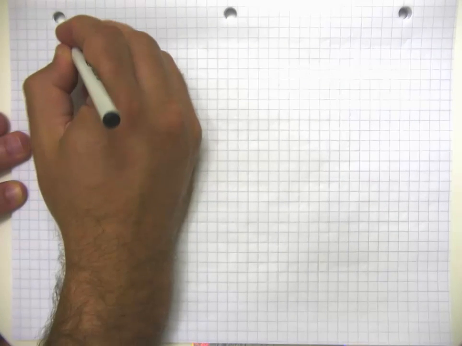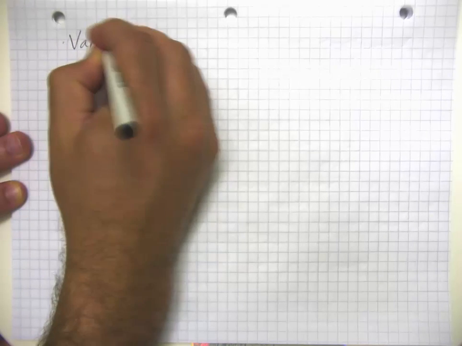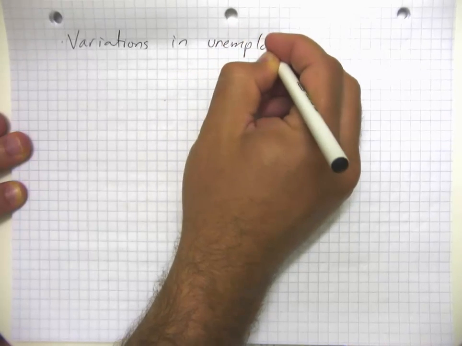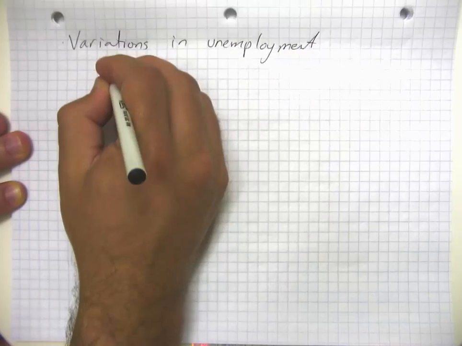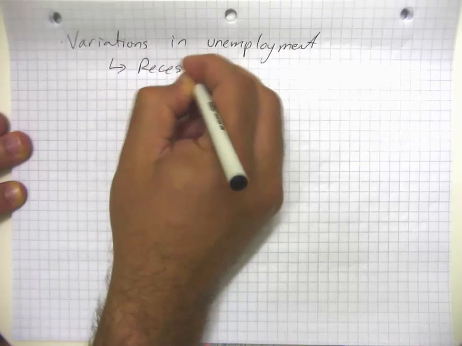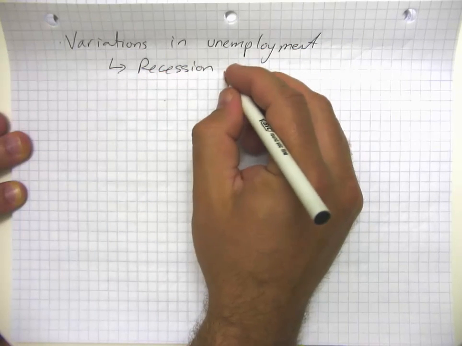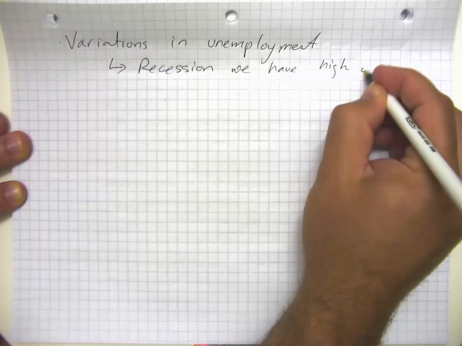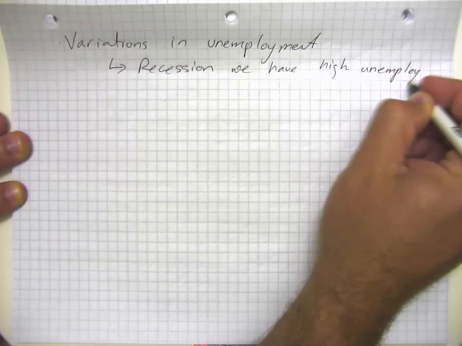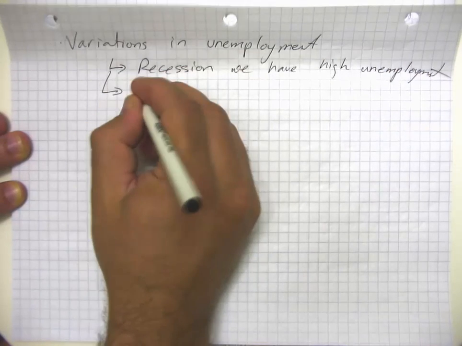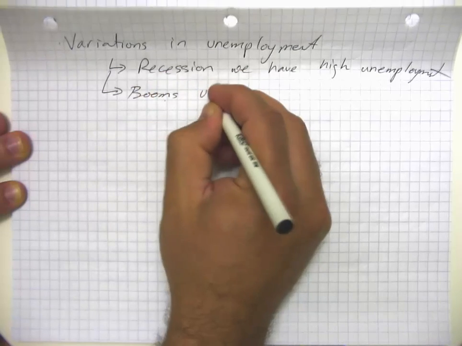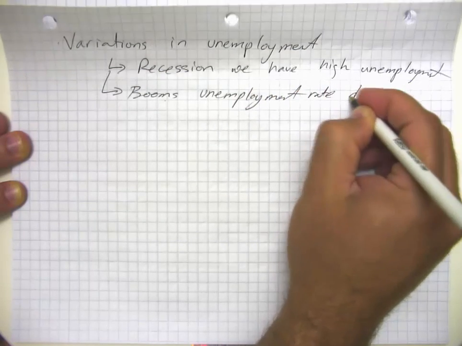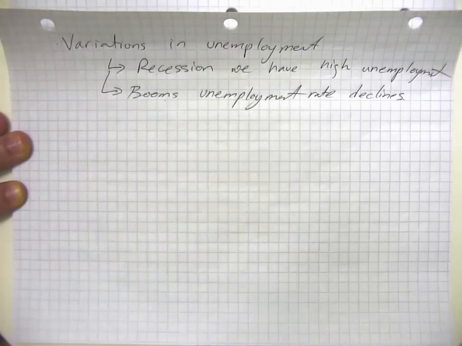So what we see is that we're going to have variations in unemployment over time. And that's not going to surprise anybody. And obviously what happens here is that recessions and the recovery coming back from recession, we have high unemployment. And in booms, the unemployment rate declines.